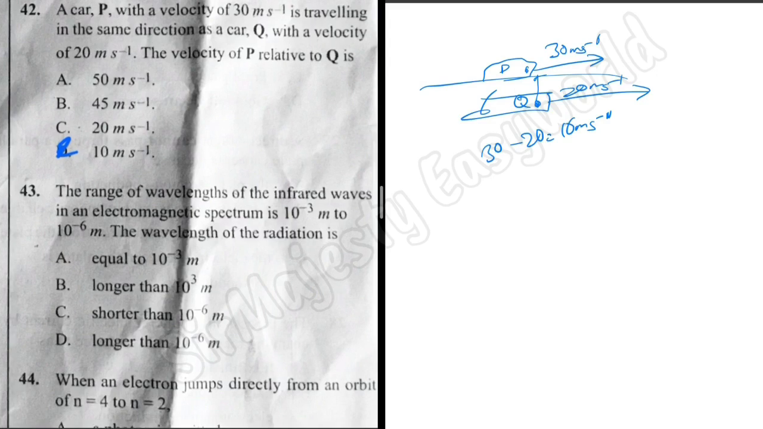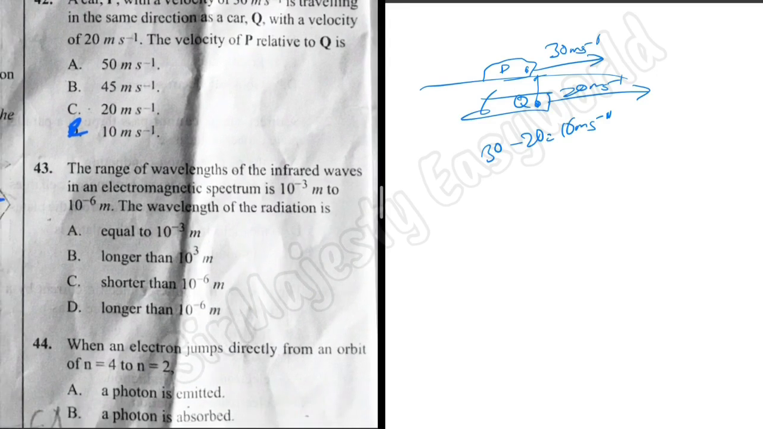So the next question is, the range of wavelengths of the infrared waves in an electromagnetic spectrum is 10 raised to power minus 3 meter to 10 raised to power minus 6 meter. The wavelength of the radiation is, so the correct answer is, according to the range they gave us, it should be shorter than 10 raised to power minus 6 meter. So that's the correct answer.